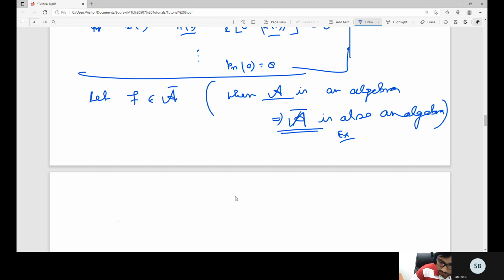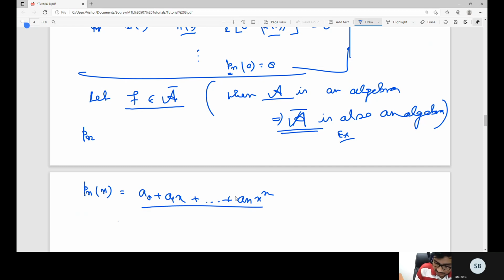So now whenever f belongs to this and p is a polynomial, I am considering this as a polynomial, not as a polynomial function. Say your polynomial is p_n(x) = a0 + a1 x + up to + a_n x^n. What we have proved is that P_n(0) = 0, which means a0 is equal to 0. So your polynomial will start from this one.